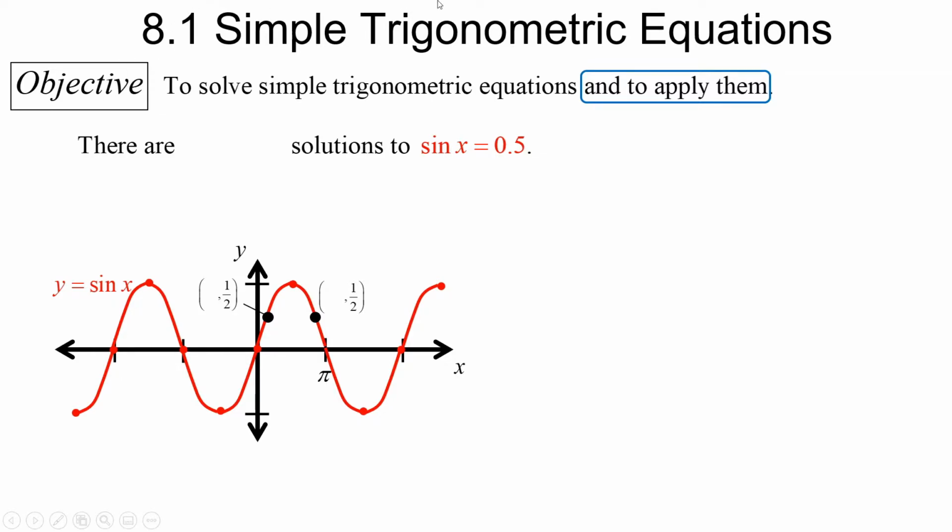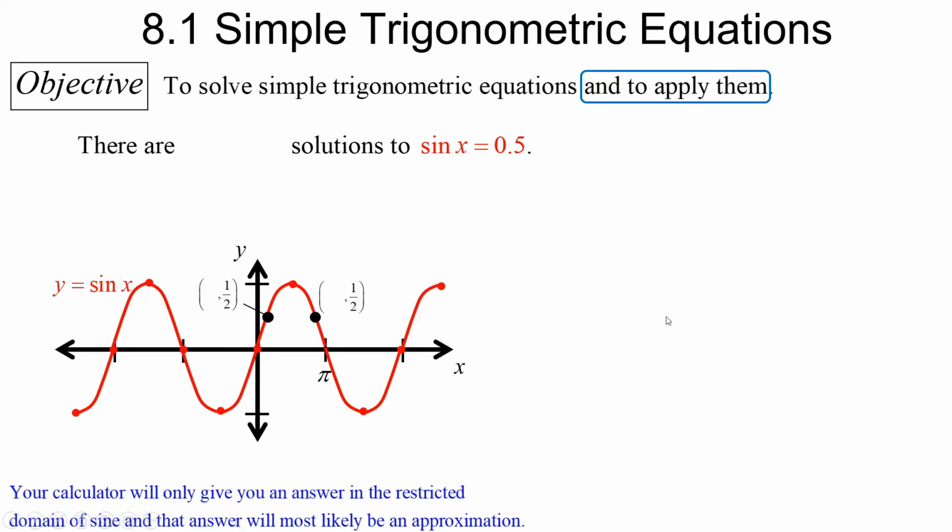So when does sine have an output of 1/2? Well, you see 2 points on my graph right there where sine does have an output of 1/2, and you have the tools already to find the exact inputs or the exact angle in which sine has an output of 1/2. Your calculator, by the way, will only give you an answer in the restricted domain of sine, and that answer will most likely be an approximation. And remember, sine is not 1-to-1, therefore it does not have an inverse.